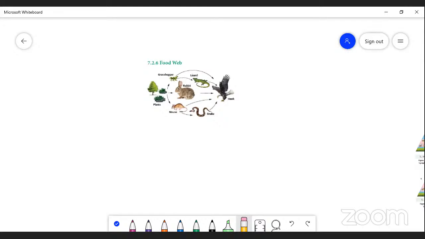So next we pass on to food web. Actually, food web is nothing but an interlocking pattern of various levels of organisms. The flow of energy which takes place in different directions is called a food web.